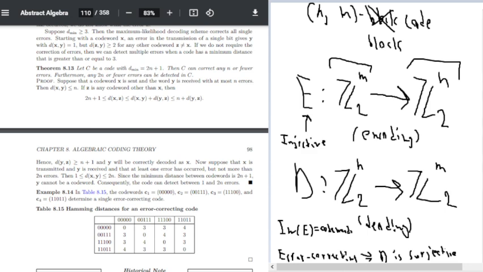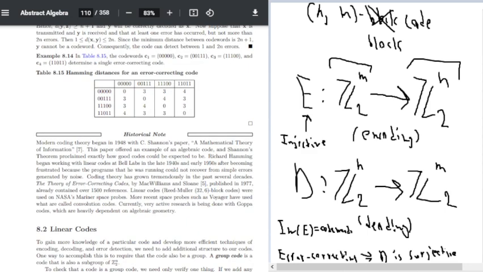Example 8.14. In Table 8.5, the code words C1 equals 00000, C2 equals 00111, C3 equals 11100, and C4 equals 11011 determine a single error correcting code. Table 8.5, Hamming distances for an error correcting code. So we see, just like using the normal binary differences, this has 3 differences, this has 3 differences, and we have either 0, 3, or 4 differences for all of them. So we can correct single-digit errors and detect 2-digit errors.